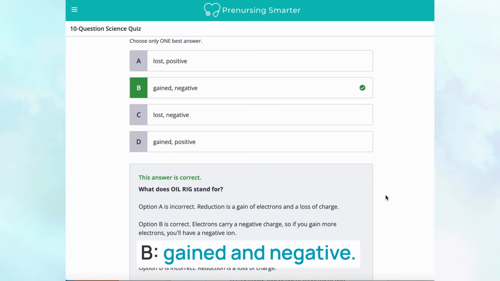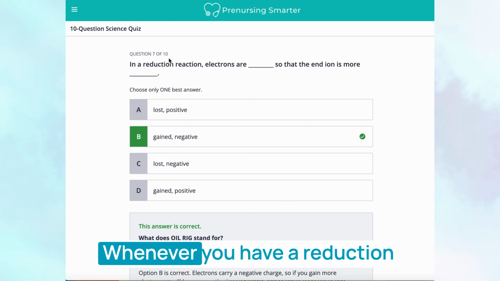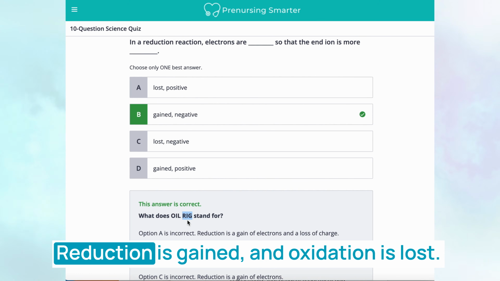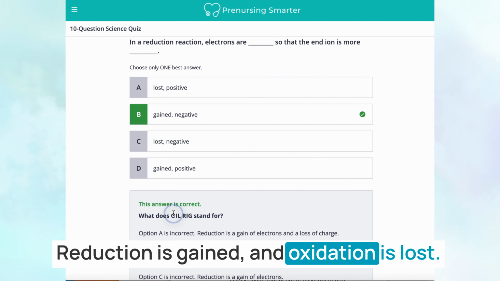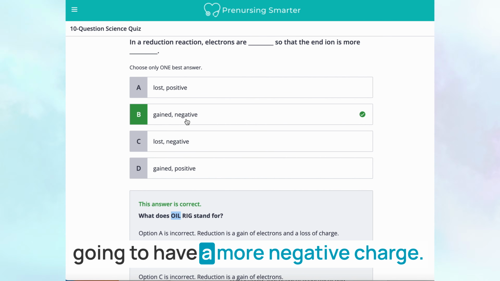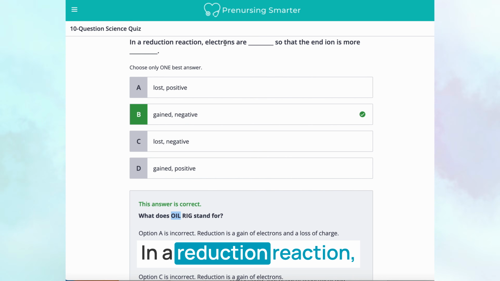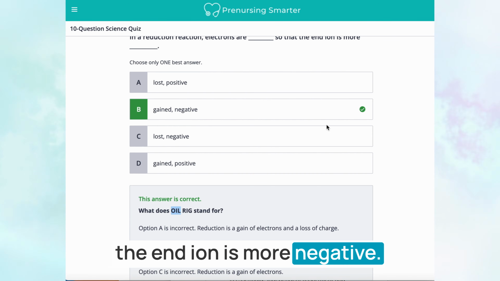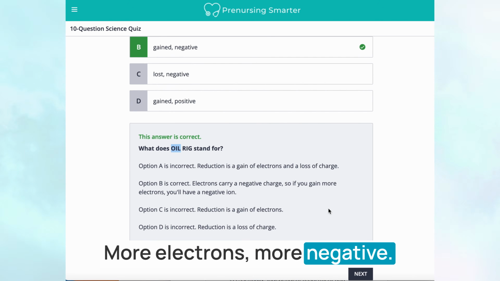In a reduction reaction, electrons are... B, gained and negative. You have a reduction reaction, think of oil rig. Reduction is gained and oxidation is lost. So if you're gaining electrons, you're going to have a more negative charge. In a reduction reaction, electrons are gained so that the end ion is more negative. More electrons, more negative.